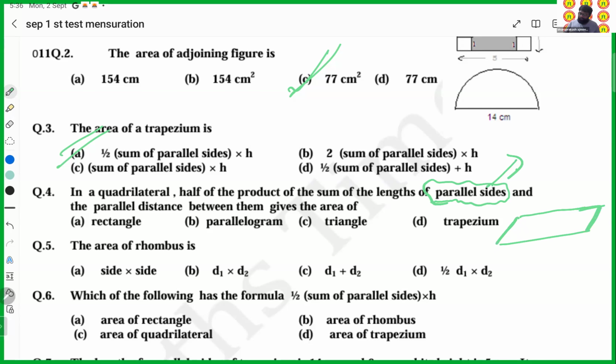Okay, so it is saying D. Sir, I kept parallelogram, sir, but it is saying the answer is D. Yeah, please wait, we are discussing.